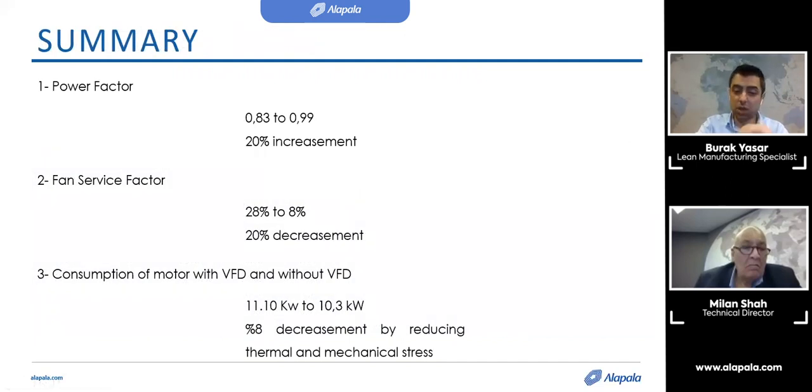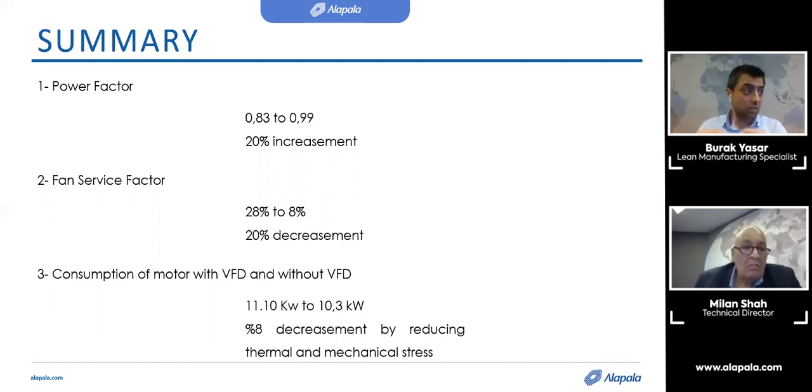Okay, let's flash back very quickly and go over it briefly. First one, the power factor increased by the IGBT, which means insulated gate bipolar transistor, which is located in the end section of the VFD device. So we are able to use the utility power more efficiently than before.